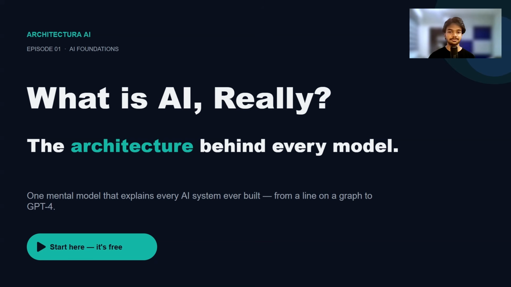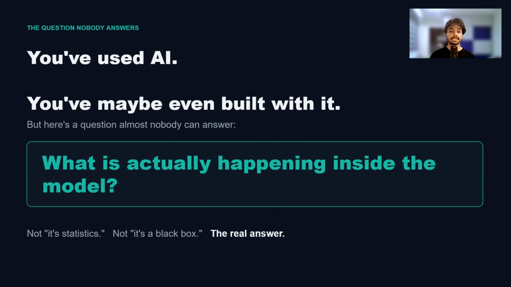You've used AI, you've maybe even built with it. But here's a question that almost nobody can answer. What actually happens inside these models? No, it's not statistics and it's not just another black box. The real answer, it's the architecture.